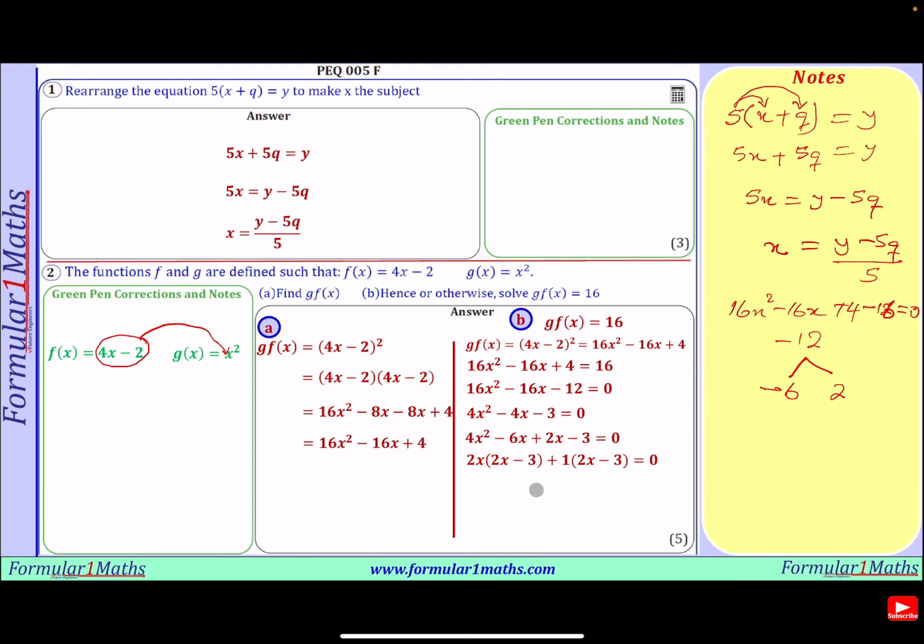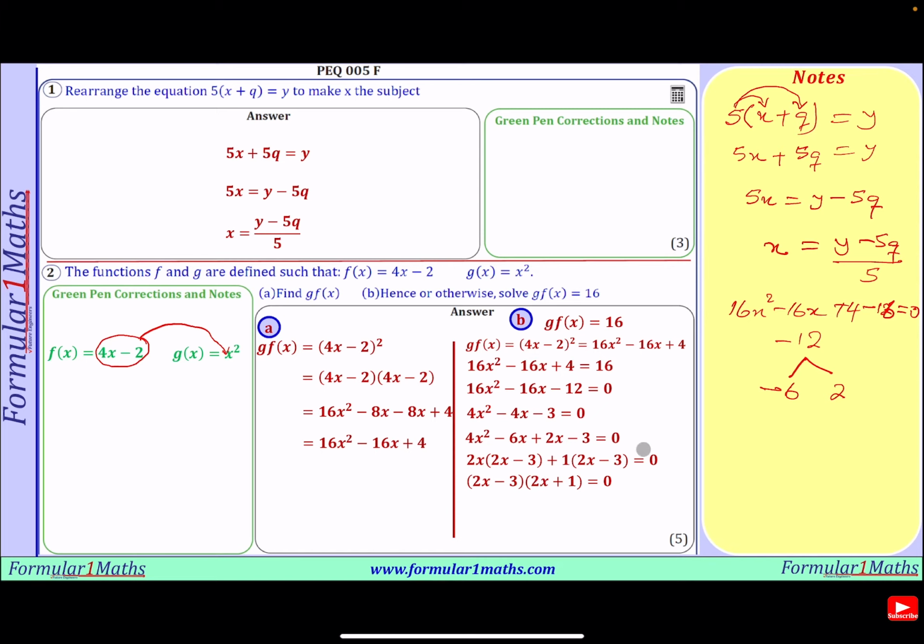Now we've got two terms, this one here and this one. And you can see that the common factor over here is 2x minus 3. So we can bring out that one as well, and then we are going to get this. So we see the 2x is over there and the 1 is here.